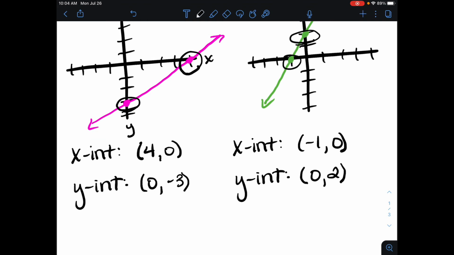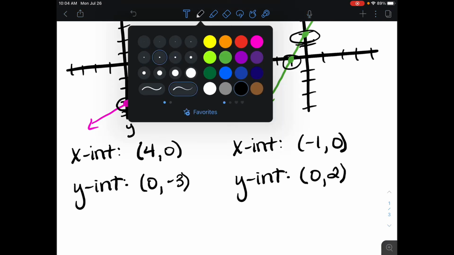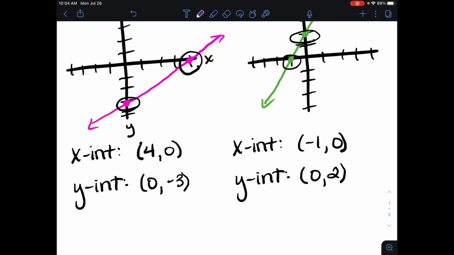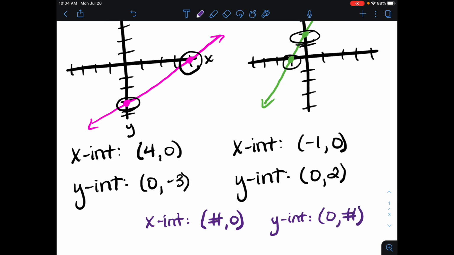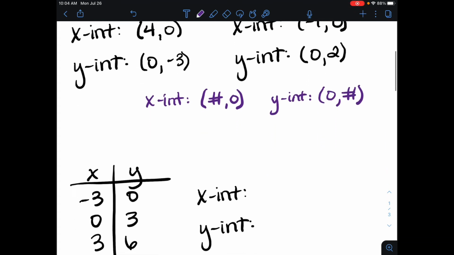So, to sum this up a little bit, if we look at this, that means the x-intercept will always be some number and then 0. And the y-intercept will always be 0, then a number. Okay? So, that is what we're going to look for next when it comes to tables of values.